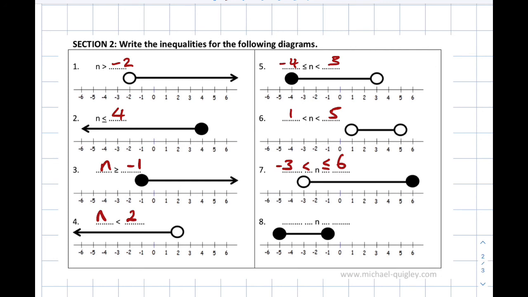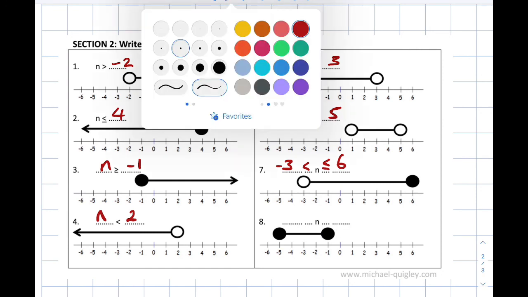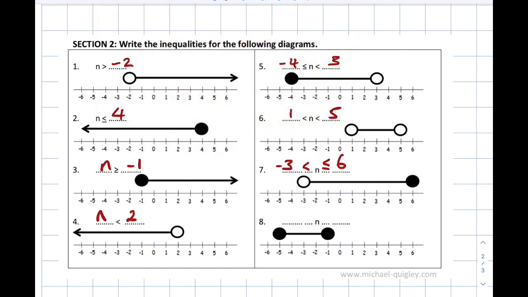For the last one, we're looking at all the values between -5 and -1, inclusive of those values. So we're looking at -5 and -1 with less than or equal to signs written there.